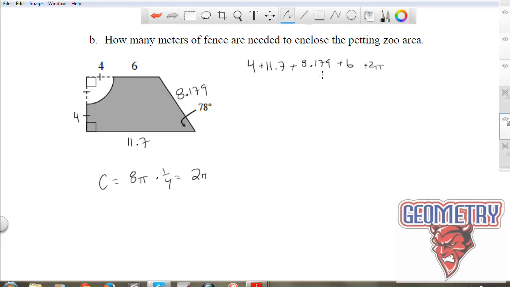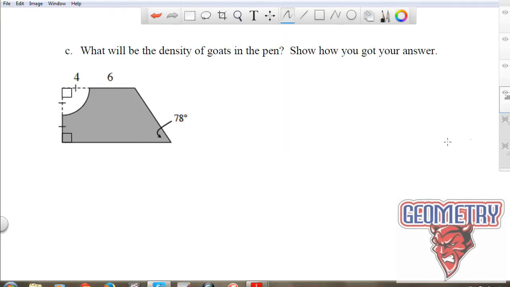So let's add all this stuff together. 11.7 plus 4 plus 8.179 plus 6 plus 2 pi is 36.162 meters of fence. And the third and final part says, what is the density of goats in the pen?